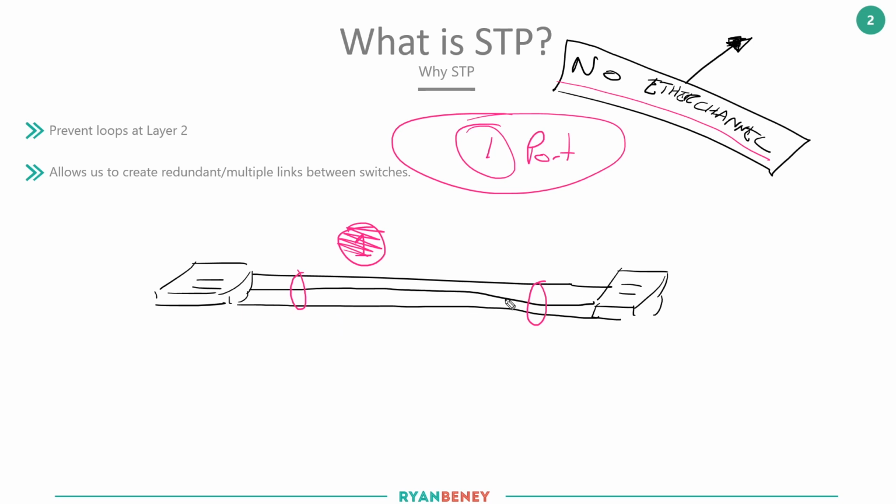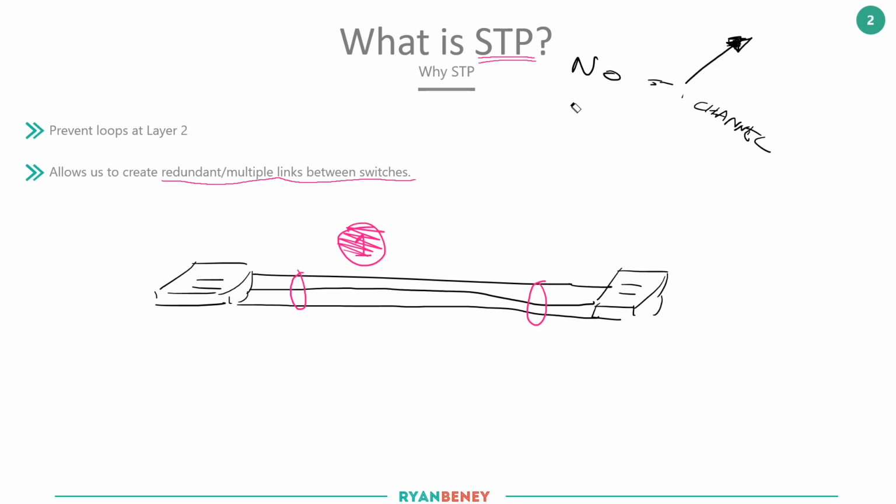And when I said in the previous video, Ether channels help us with spanning tree, this is what I mean. A good way to create multiple redundant links between switches that doesn't necessarily break spanning tree, or where spanning tree doesn't end up disabling your ports, is through the use of an Ether channel. So that's it. That's important to know.